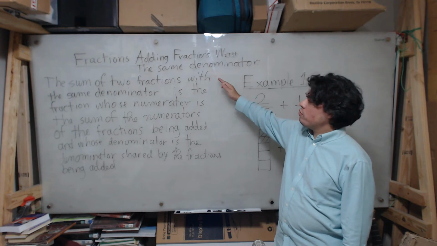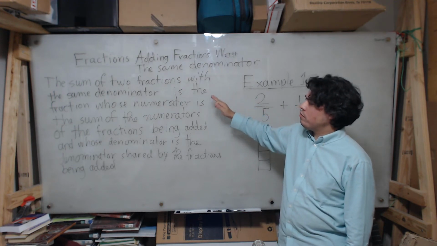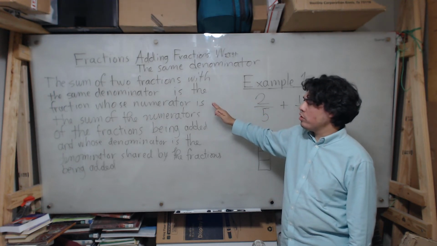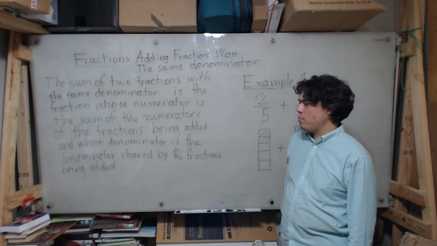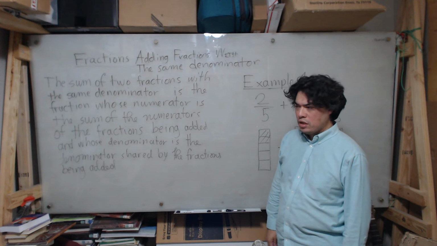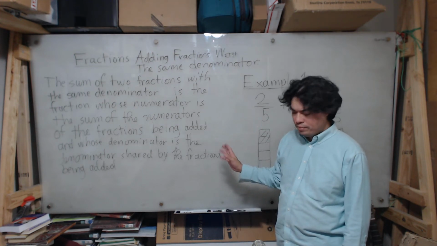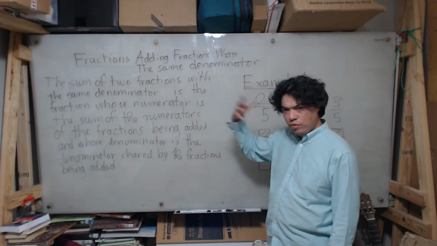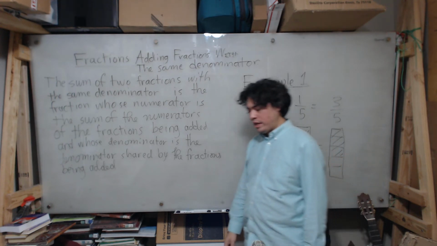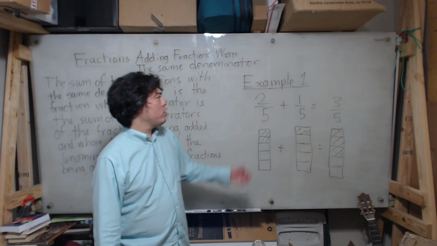The sum of two fractions with the same denominator is the fraction whose numerator is the sum of the numerators of the fractions being added, and whose denominator is the denominator shared by the fractions being added. This sounds like a mouthful, and I know it is, but when you absorb it, it will make more sense. So let me show you the first example.